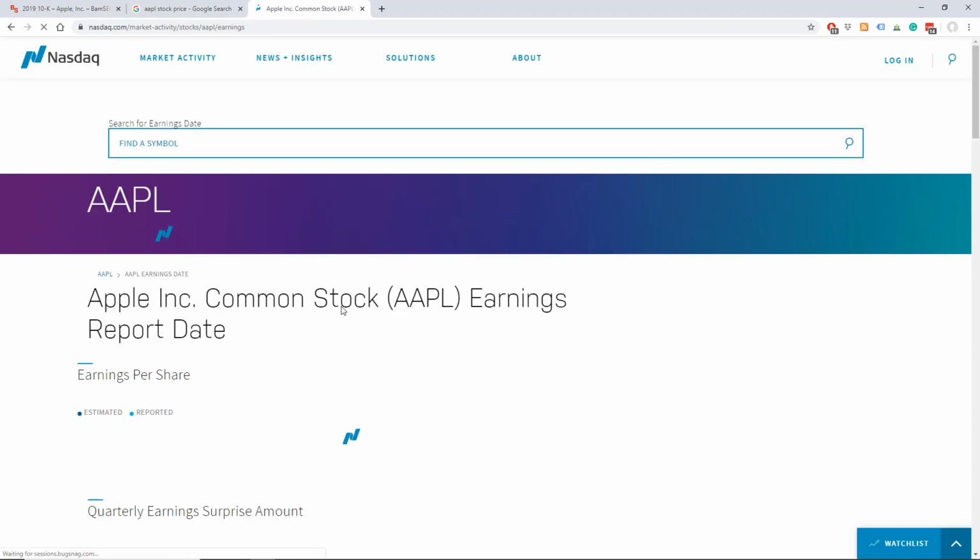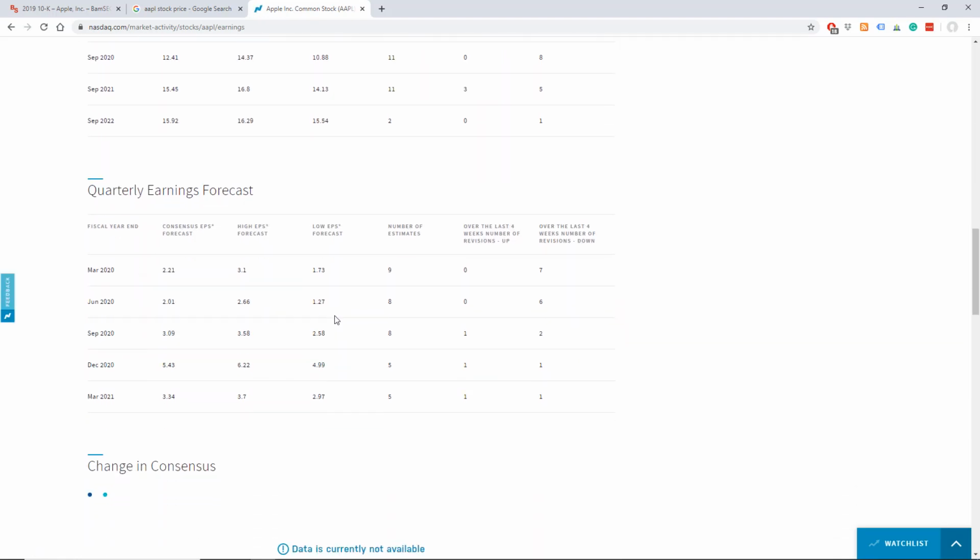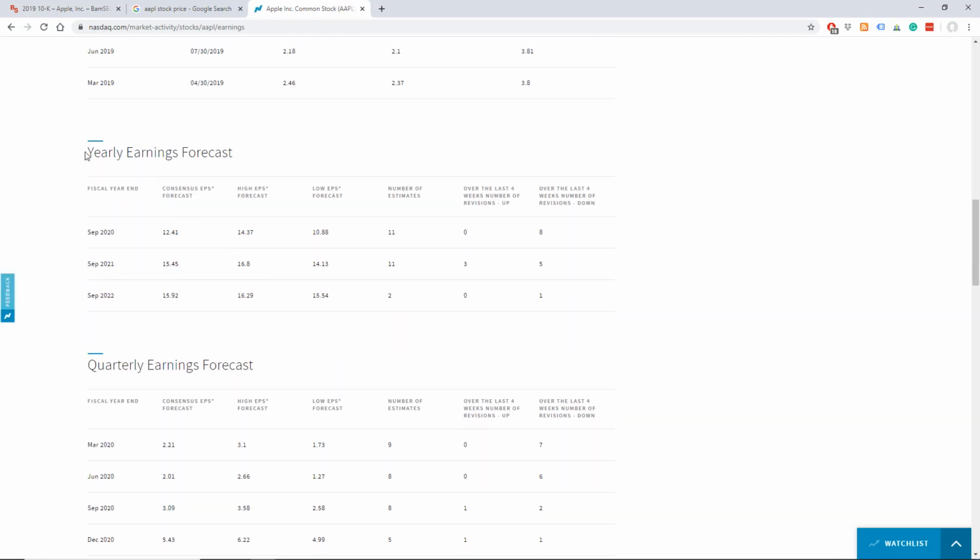NASDAQ will aggregate the analyst estimates. If I go down to yearly earnings forecast, I can see that in the next year ending September 2020, the consensus EPS forecast is $12.41. There's a high forecast of $14.37, a low forecast of $10.88.